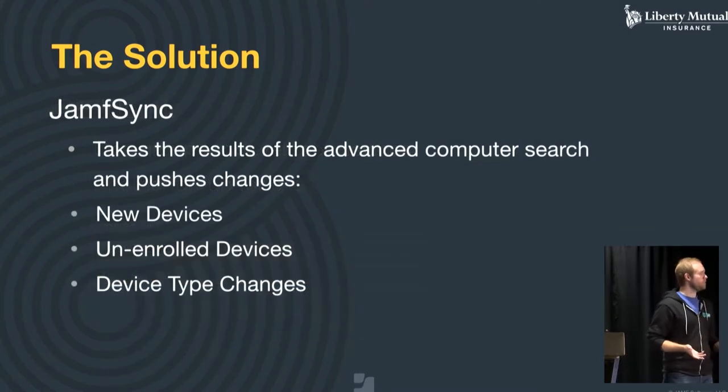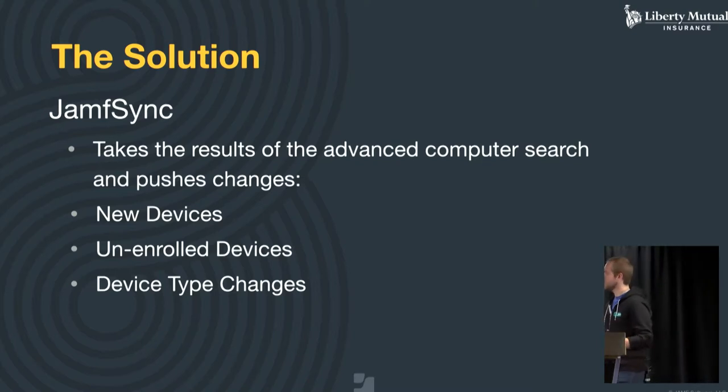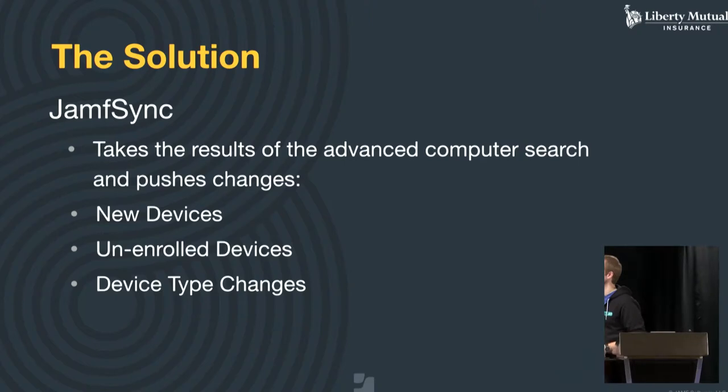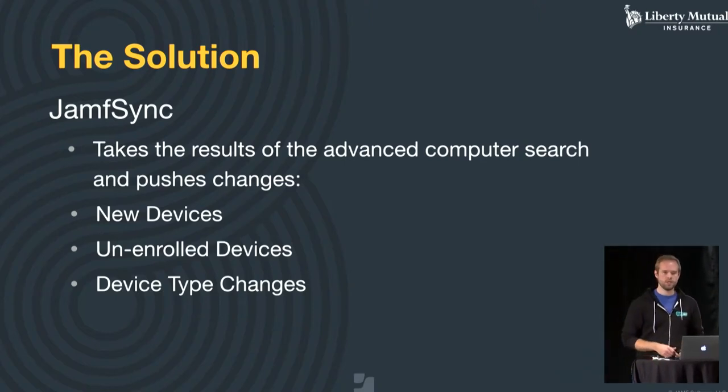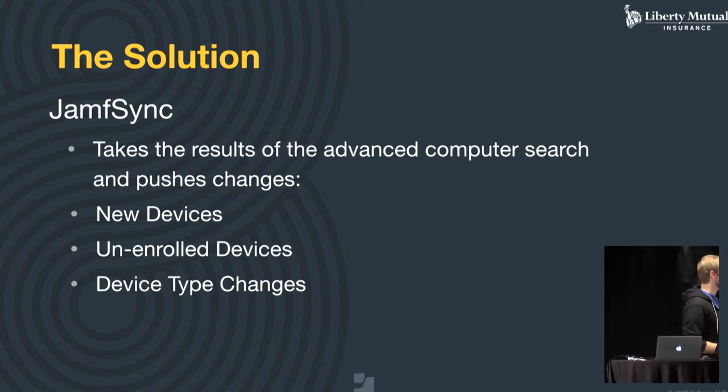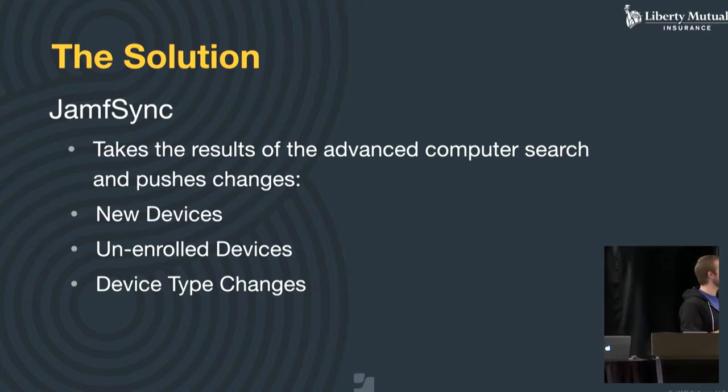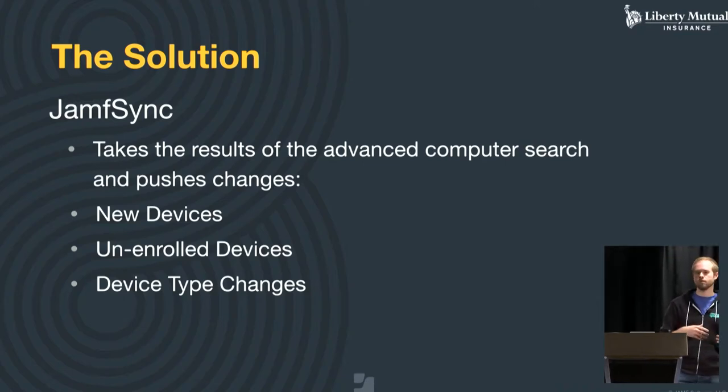So then the Jamf sync that I mentioned earlier takes the results of the advanced computer search and pushes those changes, right? So in Jamf, we have our list of managed, enrolled, happily checked in devices. And then we pull that advanced computer search out using the API. And then we have the ability to determine, all right, there's some new devices here, there's some devices that have been unenrolled or they're no longer compliant. And we also have some devices that may have changed from a marketing person to a developer. So this script just runs every hour and does this true up of the list of devices.